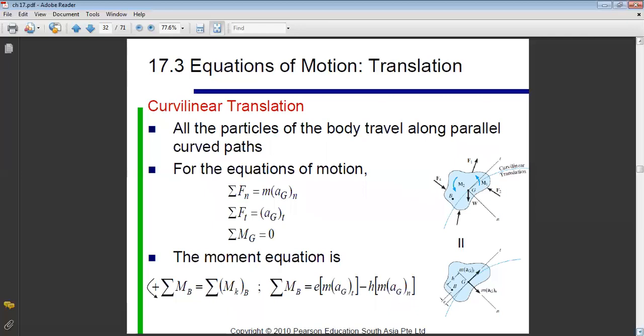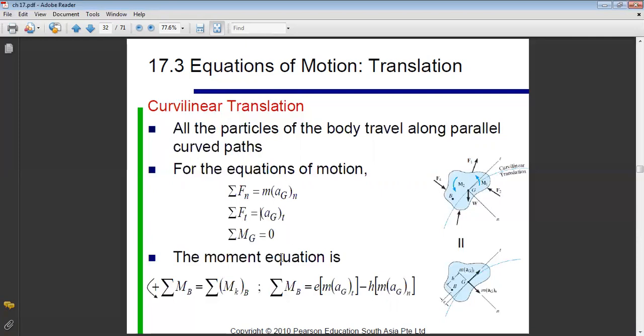So alpha and omega are still 0, but when I consider point G, for acceleration of G, I define a_G normal and a_G tangential because G is going through a curved path. Then in this case, what will be my equations? Instead of sum of x, sum of y, I will have sum of F normal equals m a_G normal, and sum of F tangential equals m a_G tangential. And of course, sum of moment about G is 0.